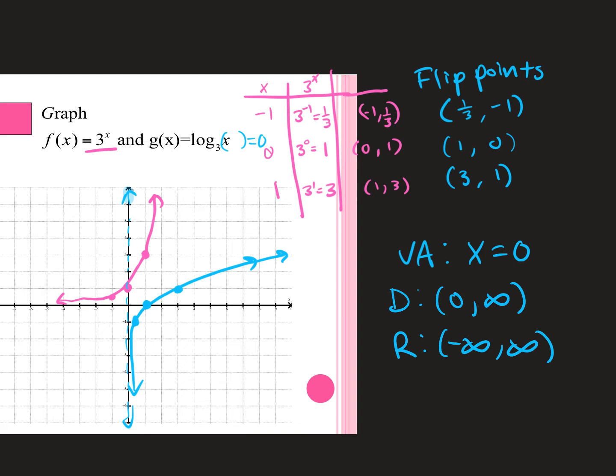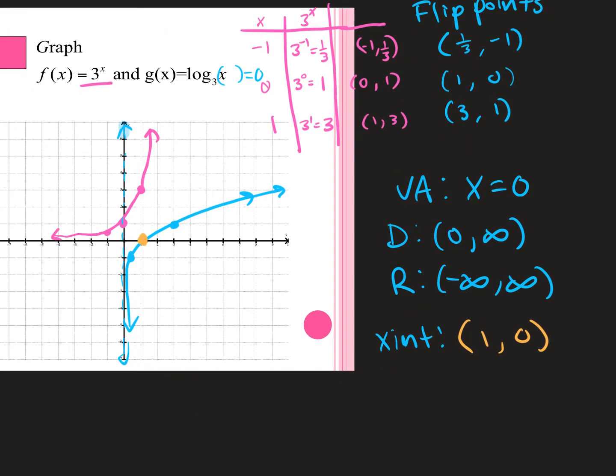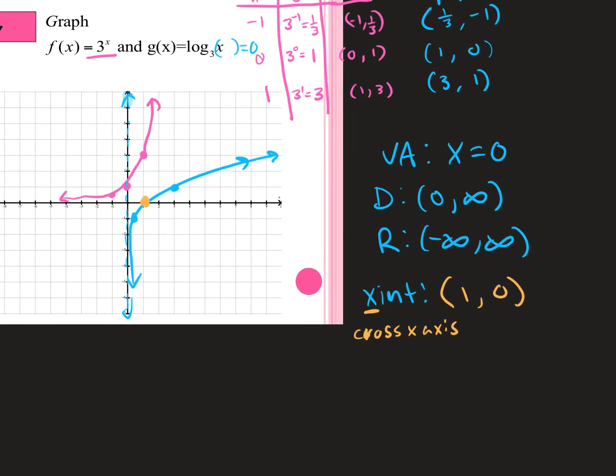And then here our x-intercept, where we cross the x-axis, is at this point, which would be 1, 0. So x-intercept is where we cross the x-axis. So we could plug in 0 for y and solve for x. But here we could just visually see it on our graph. So I'll plug in 0 for y just so we can see.